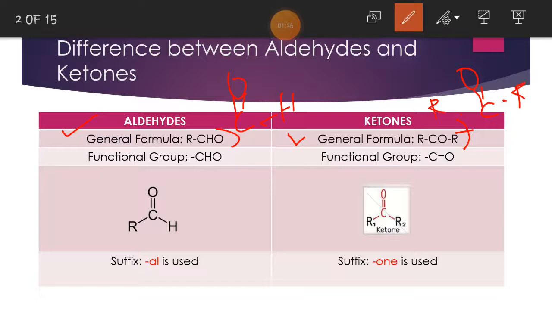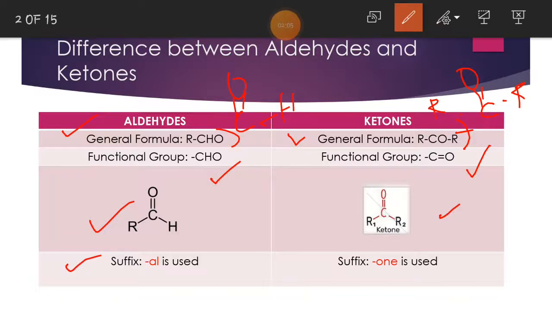So whenever in a certain compound you see a carbonyl group attached to a hydrogen, you will quickly say that this organic compound belongs to the aldehydes. However, if that carbonyl group is present between two alkyl groups, then you will quickly recognize that compound as a ketone. The functional group in aldehyde is CHO and the functional group in ketones is the C double bond O carbonyl group. This is the general representation for aldehydes and this is the general representation for ketones.